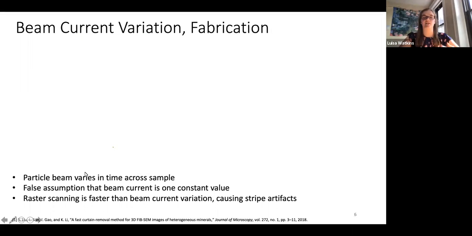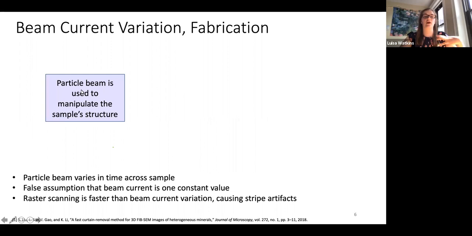Now on the other end, as I mentioned, there is another side which I didn't focus on as much as the imaging, but there's the fabrication side of particle beam microscopy. And this is, again, where the particle beam, instead of trying to reconstruct an image, is trying to manipulate the sample's actual structure, meaning we're using the beam to actually change what the sample is. So this is for semiconductor manufacturing, as I mentioned. That's an example. And this process is called milling, because we're actually changing or manipulating what the sample looks like.